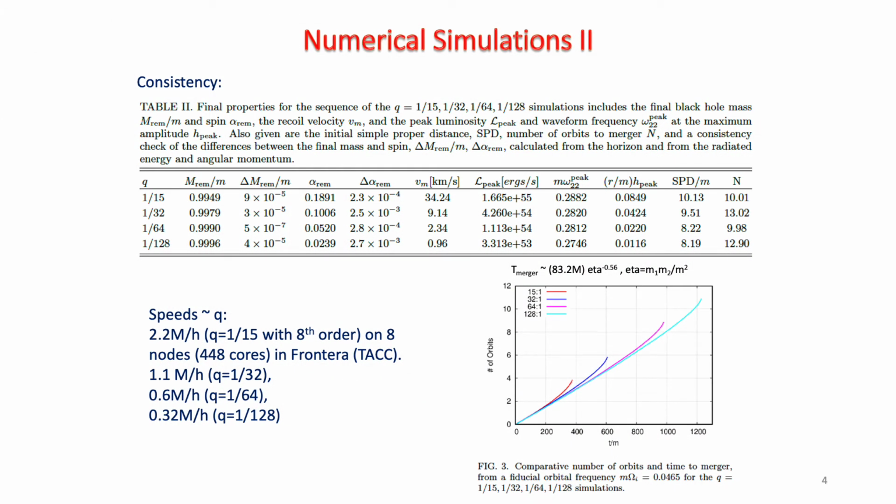Let me show you a table that displays the final black hole remnant and peak waveform properties. We also have a measure of consistency between the horizon remnant quantities for the final mass and spin, and the energy radiated in the form of gravitational waves as well as the angular momentum. Figure 3 displays comparative merger times for different mass ratios.